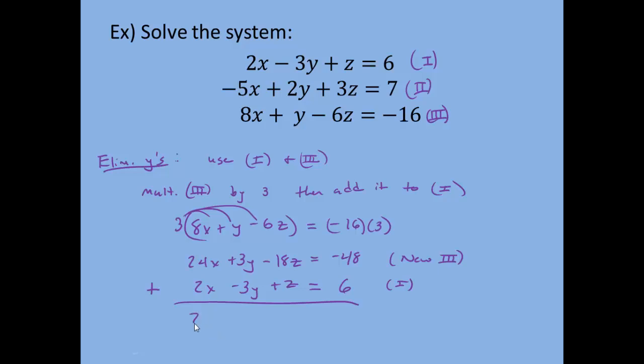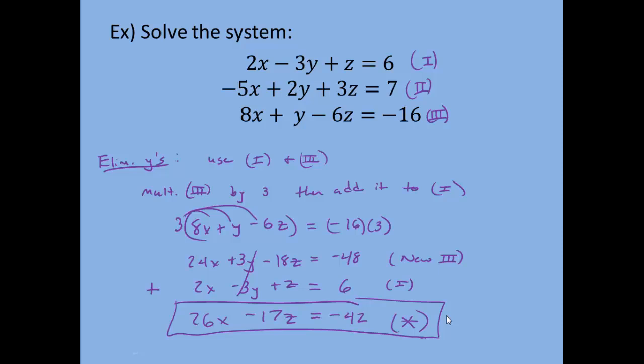24x plus 2x gives us 26x. Plus 3y minus 3y, they cancel out. They should cancel out because they have opposite signs and the same coefficient. And then a negative 18z plus z is a negative 17z. And that's equal to a negative 48 plus 6, which is a negative 42. I'm going to call this equation star here. This is going to be one of my new equations in the system that I'm trying to create.